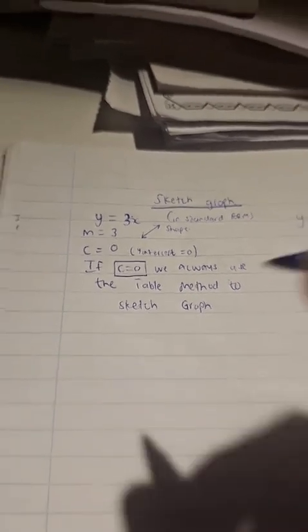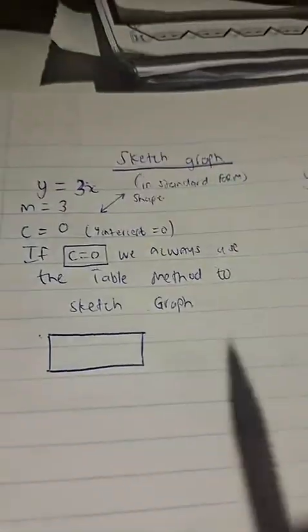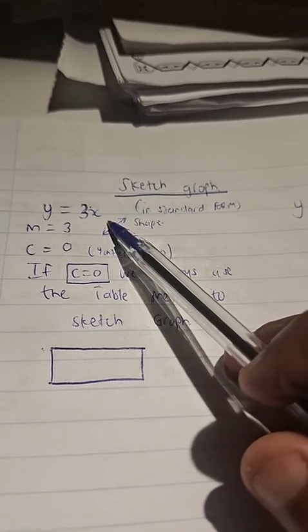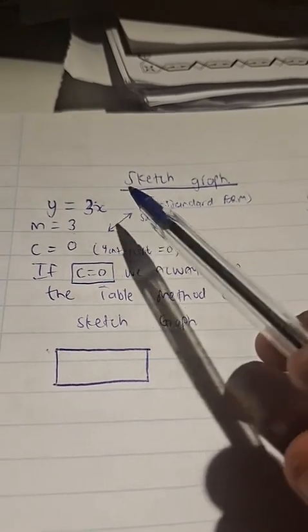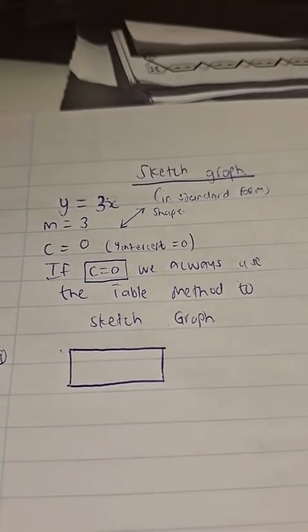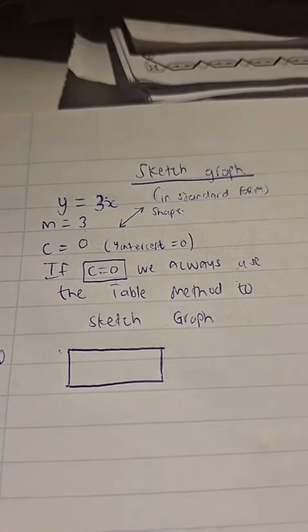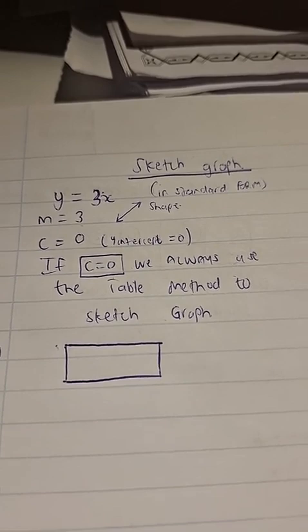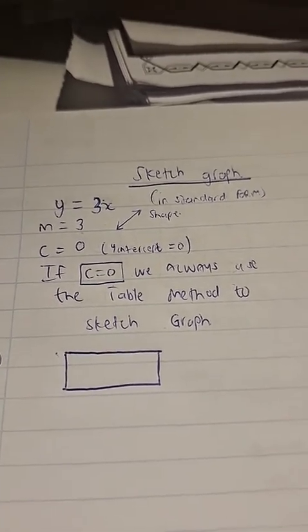So, what do we mean by table? I'm going to write number 1. Sometimes it happens that when they give you a function like this, they will tell you exactly the sort of values of x that you need to use when you are sketching that function.